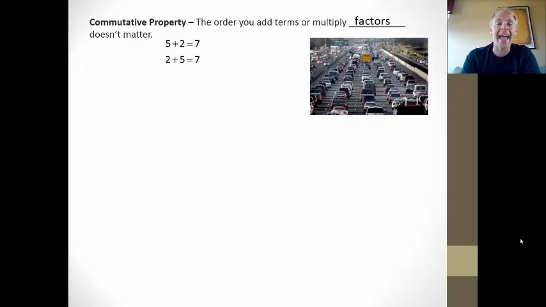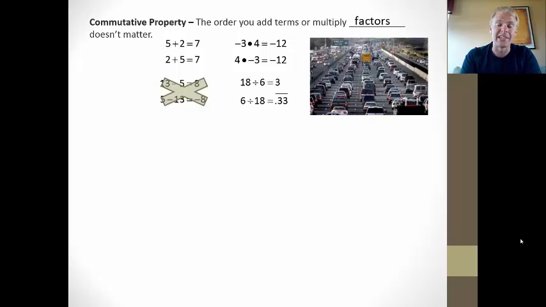You can see if I add 5 and 2 or 2 and 5, I get the same thing. The order of those two terms doesn't matter. Same thing with multiplication. Negative 3 and 4, 4 and negative 3. Doesn't matter the order. I can switch the order. I can commute the order and it stays the same. Notice I only said, though, addition and multiplication. With subtraction, we can see if we change the order of the 5 and the 13, we don't get the same thing. So that's a no-go for the commutative property. Same thing with division. 18 and 6 can't be switched and end up with the same answer. So we know that those won't work.